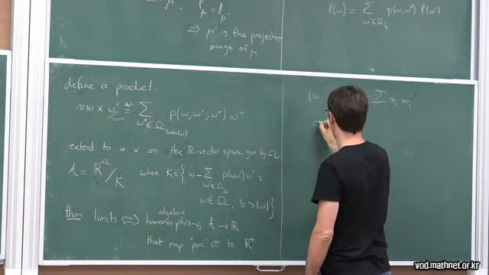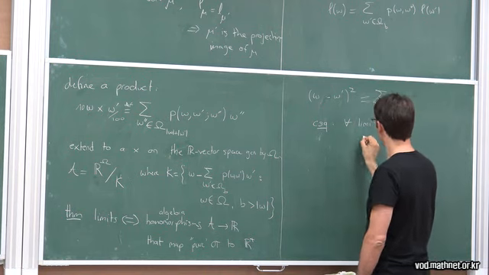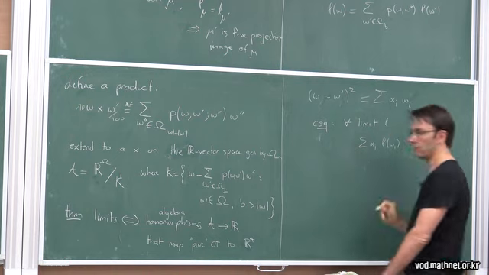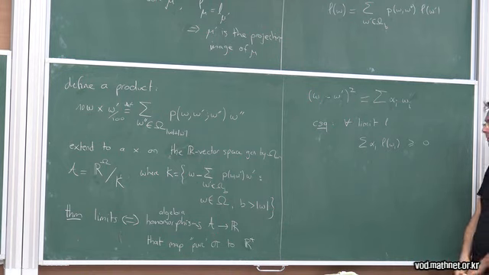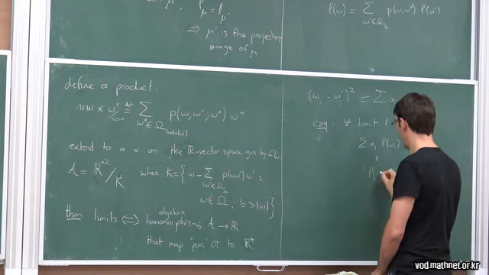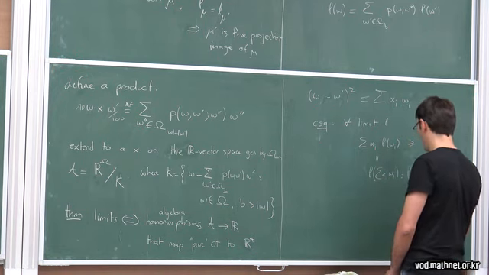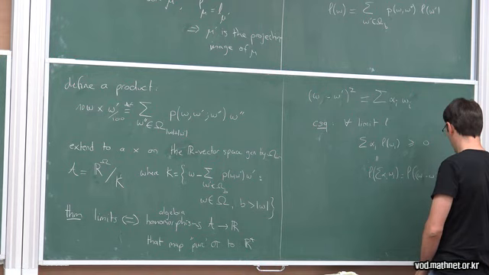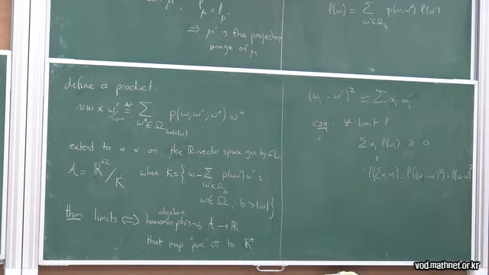This implies that for any limit, the sum of the alpha i L of omega i is positive. Simply because this is L of the sum of the alpha i omega i, which is L of omega minus omega prime, squared, which is L of omega minus omega prime squared.